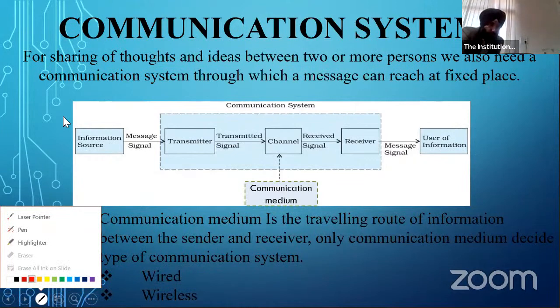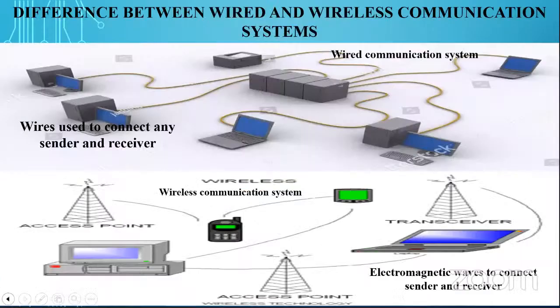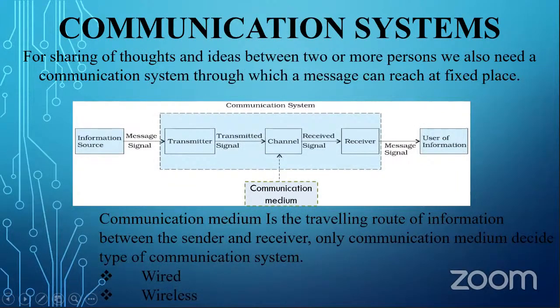For sharing of thoughts between two or more persons, we need a communication system through which we can send a message from one place to another place. Communication medium is the traveling route of information between the sender and the receiver. Only on the basis of the communication medium can we decide the type of communication. Communication media are basically of two types, wired and wireless.